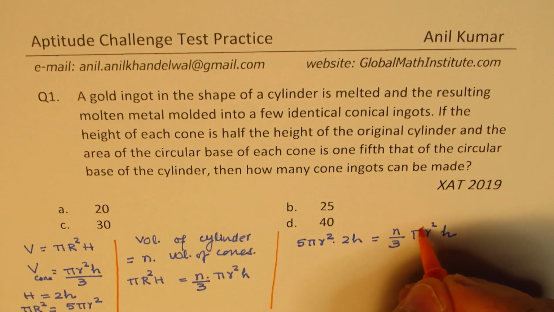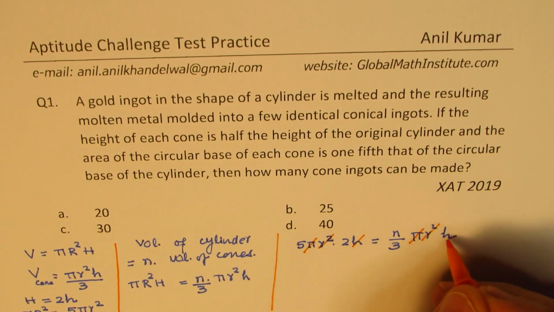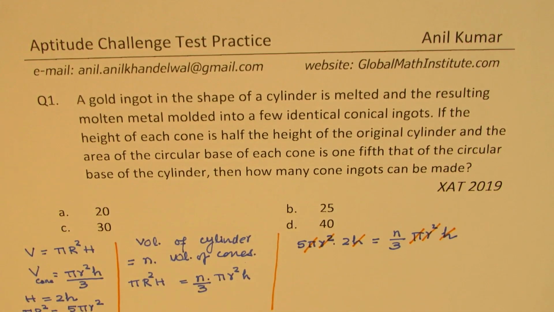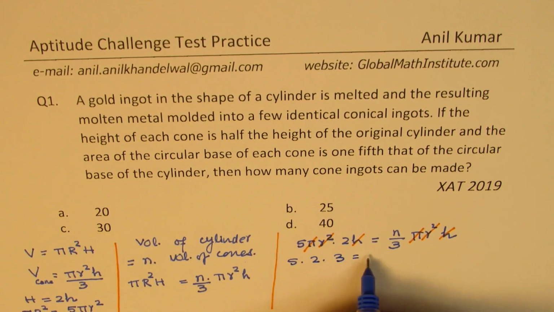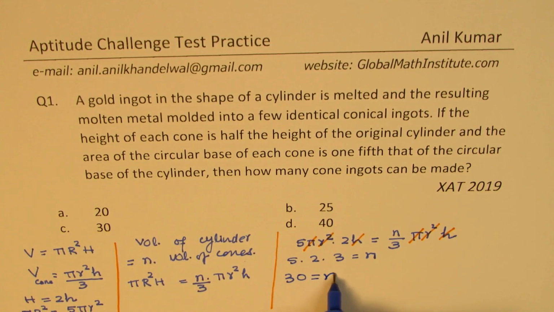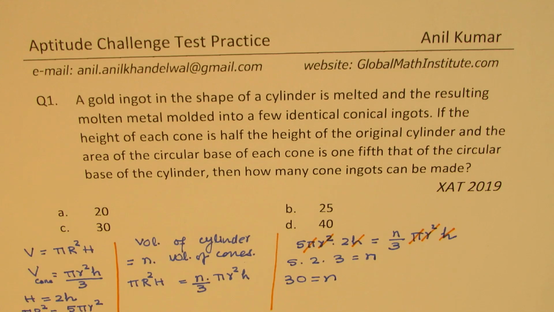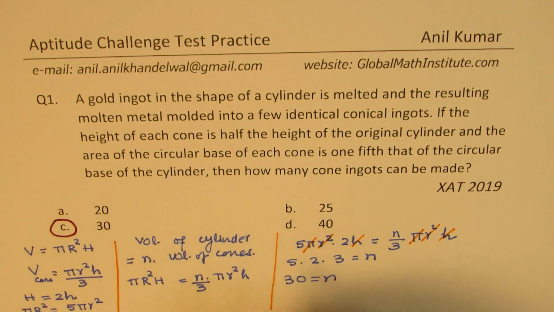See, clearly you can cancel many terms now. Do you see that? So cancel whatever you can. So all those unknown variables got cancelled. You want to find n, so you can multiply this and get your result. So you get 5 times 2 times 3 as the value of n, which is 30. So we get 30 as the value of n. So I hope you find these steps simple and easy to understand. That's the whole idea, correct? So n is 30 for us. Option C is the right option, correct?